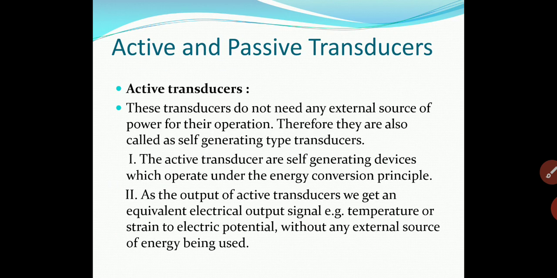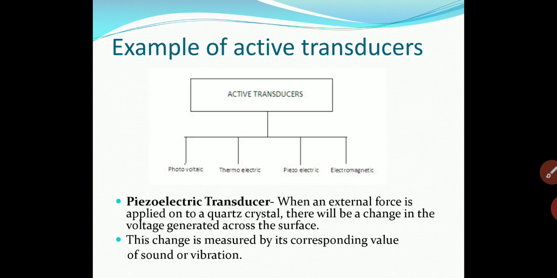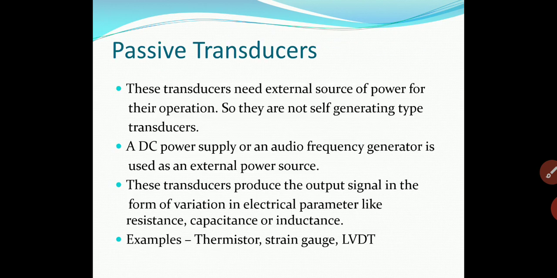As we saw in active transducers, there we were getting temperature and strain changed into this form as the output. But in case of passive transducers we will get the output signal in the form of electrical parameters like resistance, capacitance or inductance. The examples of passive transducers are thermistor, strain gauge, LVDT. In the thermistor, we will get the change in the resistance. In the strain gauge, also change in the resistance. In the LVDT, change in the inductance will cause the change in the voltage. LVDT is linear variable differential transformer.